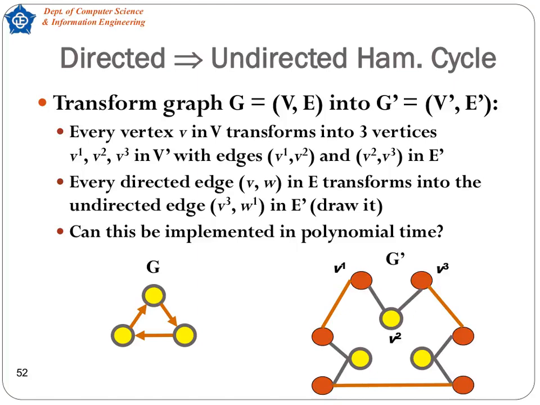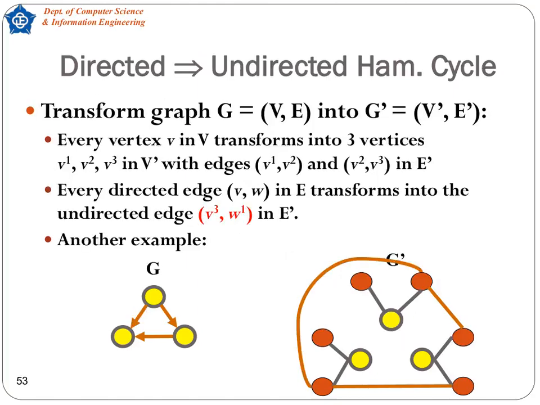Next, for every directed edge (v, w) in E, we connect v's gadget to w's gadget by adding a single undirected edge between v³ and w¹ in E'. These links exactly mimic the original direction of edges in G. Thanks to this construction, any directed Hamiltonian cycle in G corresponds one-for-one with an undirected Hamiltonian cycle in G', and the reverse is true as well. The small example at the bottom illustrates this. On the left, you see a 3-vertex directed cycle. On the right, its transformed undirected gadget graph. Can we perform this transformation in polynomial time? We'll answer that question on the next slide.